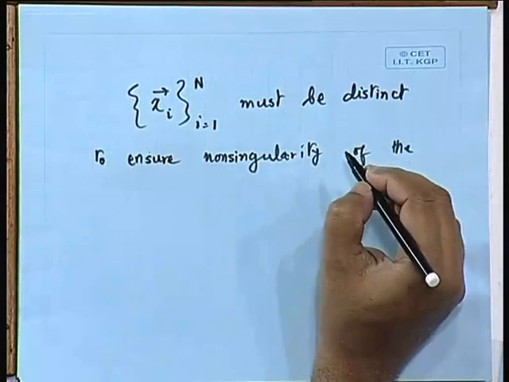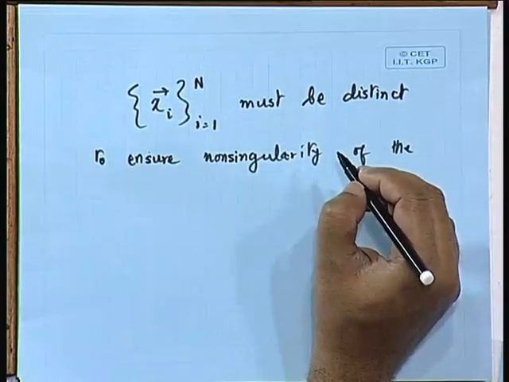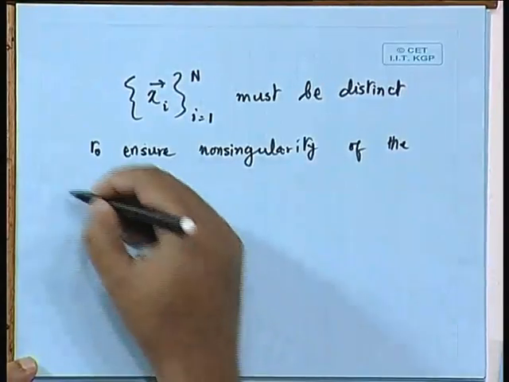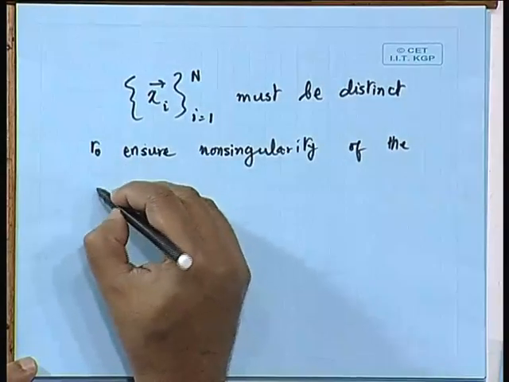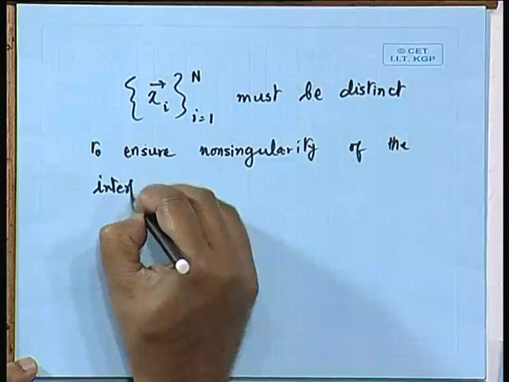And the phi matrix is given a name. What name would you think should be more suitable to the phi matrix? Any good name for the phi matrix that we can give? Radial basis function matrix, okay. After all, we are using it for interpolation, so we can term it as an interpolation matrix. So, this must be distinct to ensure non-singularity of the interpolation matrix phi.